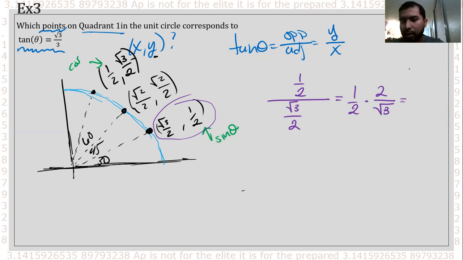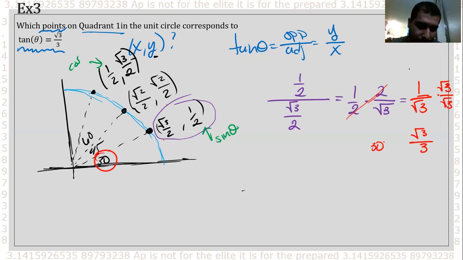So something like this. I can see that I have a 2 on top and a 2 on the bottom. So now I have 1 over the square root of 3. Keep in mind, I shouldn't have a square root in the bottom. I should be able to rationalize here. So we'll multiply by square root of 3 over square root of 3. So that gives me square root of 3 over the square root of 9, which is 3. So fun fact, this is what we are looking for. The 30 degrees would be what we're looking for, or the coordinates would be these right here.